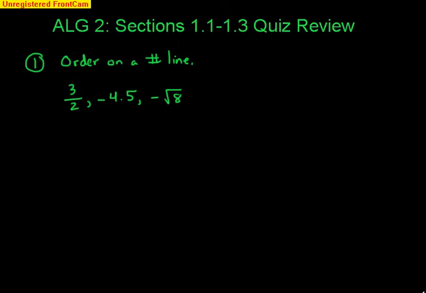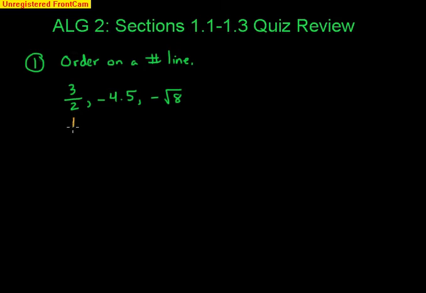So problem number 1 says order these numbers on a number line, and we have the numbers 3/2, -4/5, and negative radical 8. So the thing here is that you need all of these numbers in decimal form to compare them. Okay, so that's our first goal. We're going to get them in decimal form.